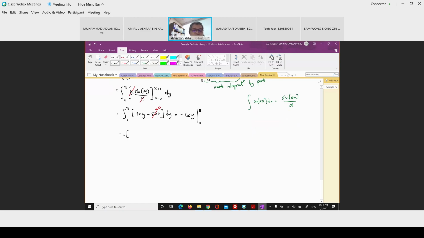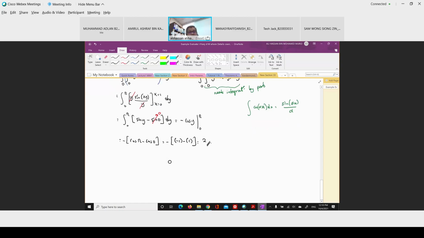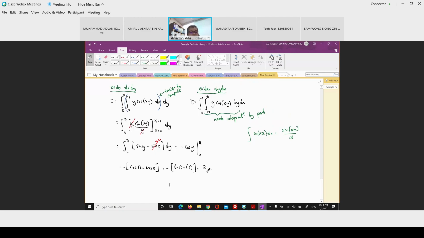So first we replace, let me pull out the minus sign. We have cosine pi minus cosine 0. What is cosine pi? Cosine pi is minus 1. Cosine 0 is 1. So we have minus 2 in the bracket, so it is equal to 2. So you can see how much easier it is to evaluate the double integral using the order dx dy.